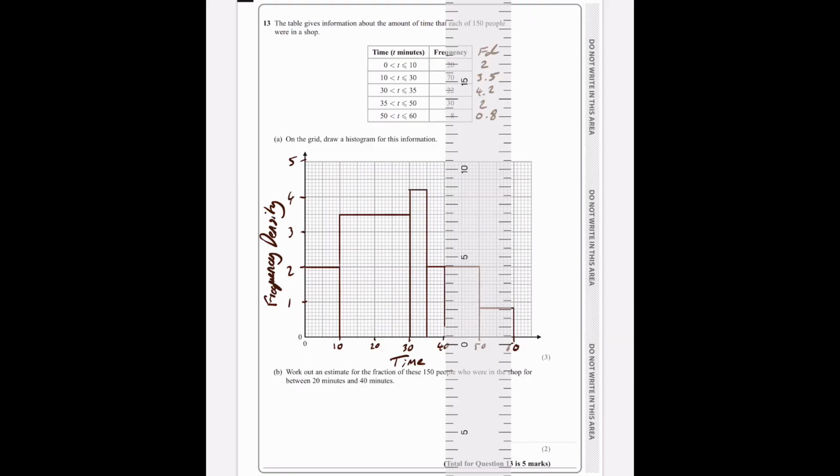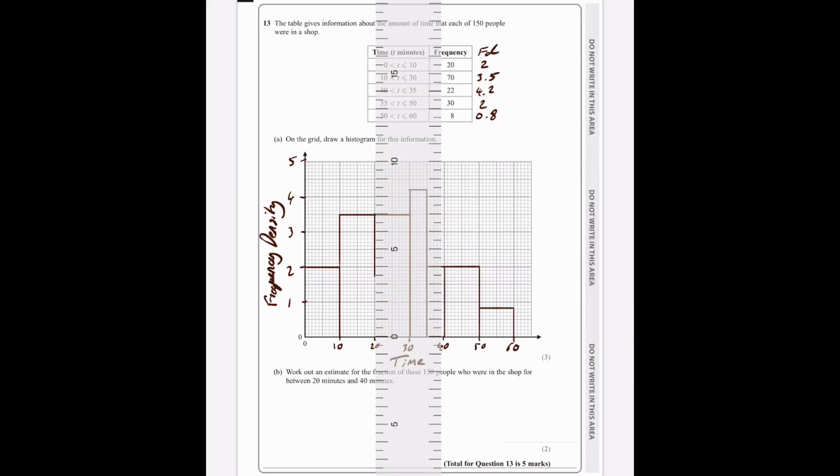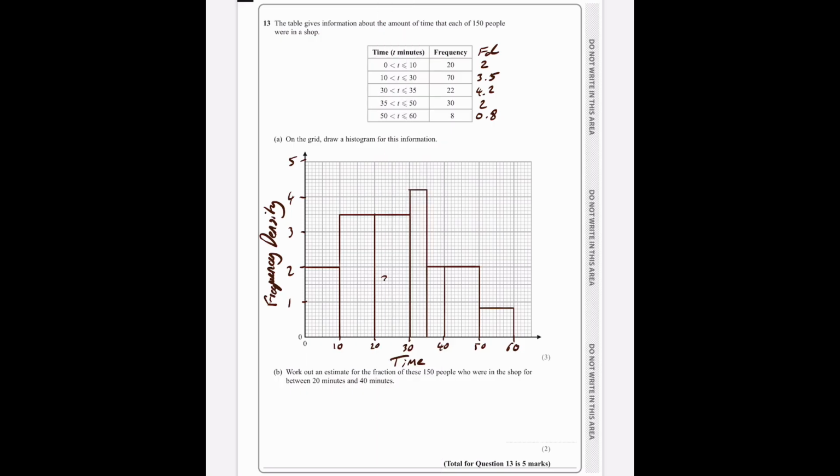Then between 20 and 40 minutes, I'll draw a couple of extra lines in, find the areas of each of those rectangles. We've got 35, we've got 22 we already knew about, and 10. That totals 67 when you add them together, so 67 out of the 150 people, 67 150ths for B.